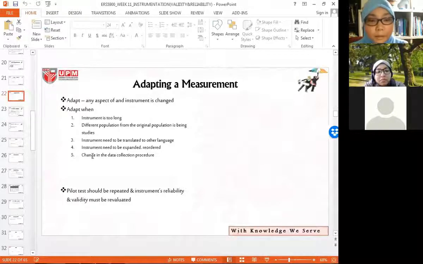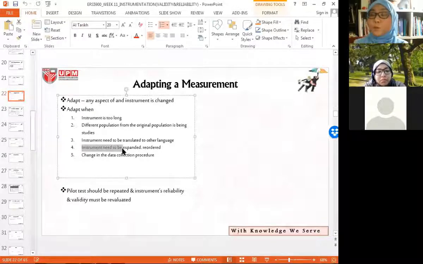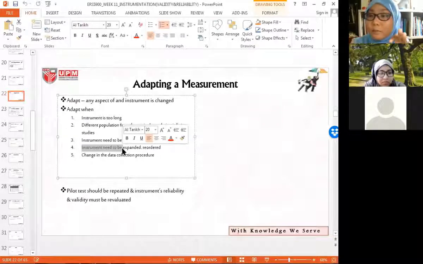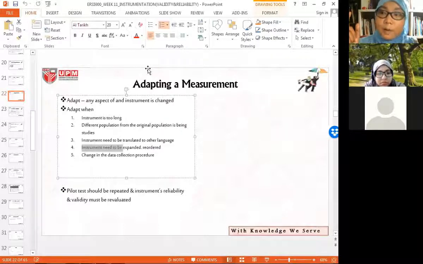Okay, and then the instrument needs to be expanded and reordered, because sometimes you have an instrument which is very limited. For example, to measure one variable, you only have 3 items. 3 items is very risky for a researcher. In quantitative research, it's very risky because sometimes when you have one problematic item out of 3, for example, you have 1 item that is problematic. Okay, problematic means that it is not reliable, meaning that you have to delete that item. Okay, for example, in your pilot test later, you have to delete it. So there are only 2 items left.